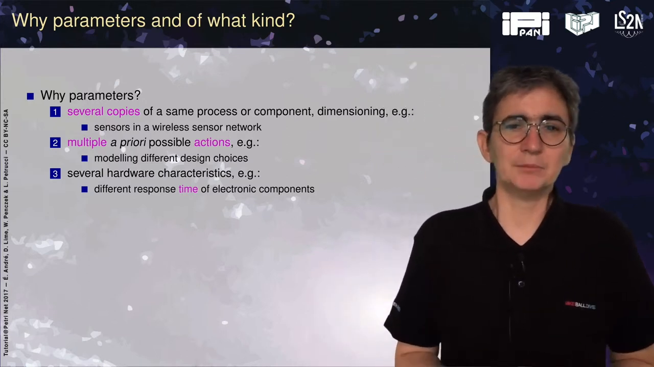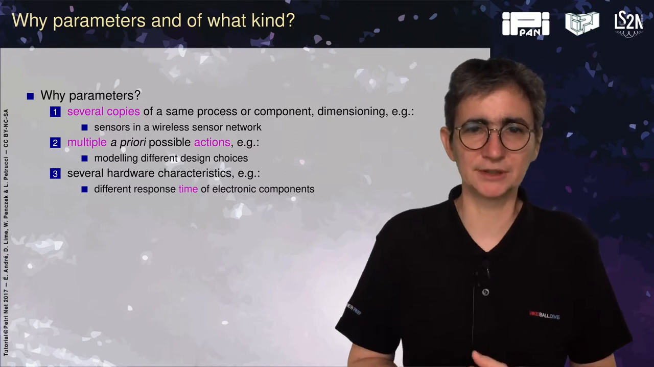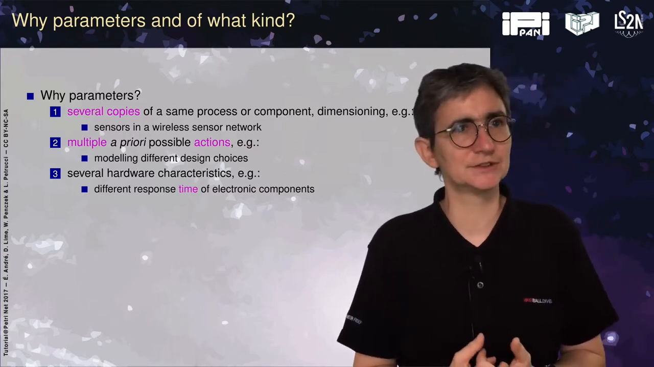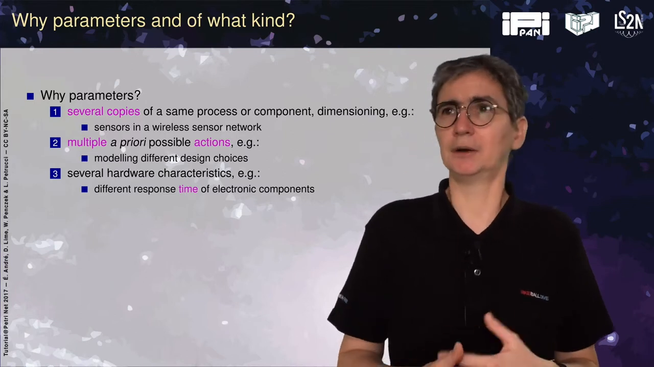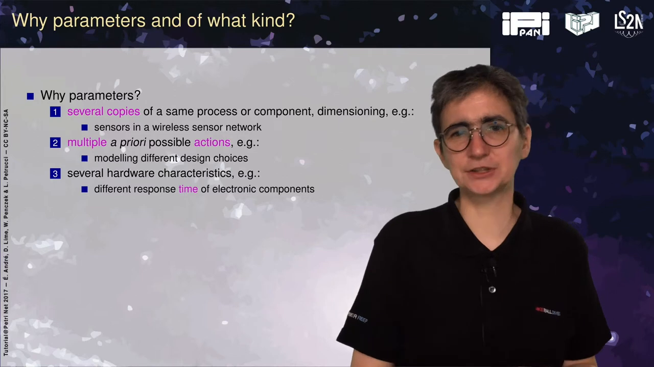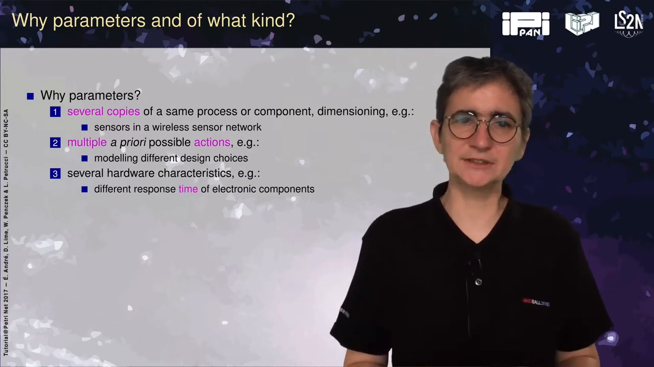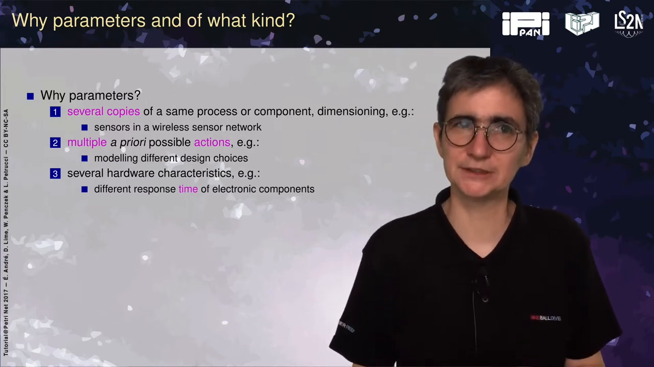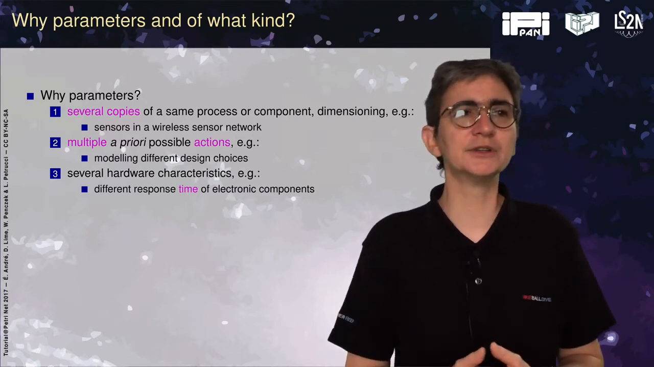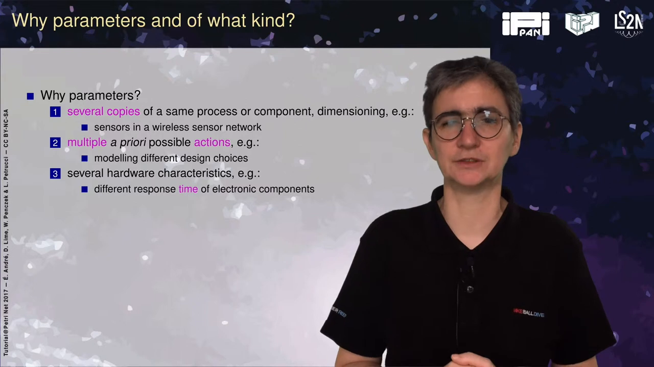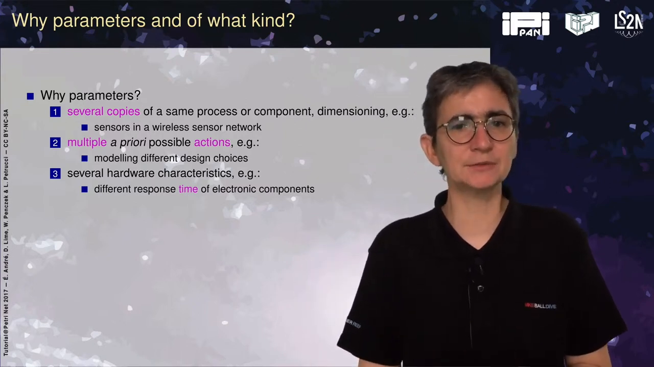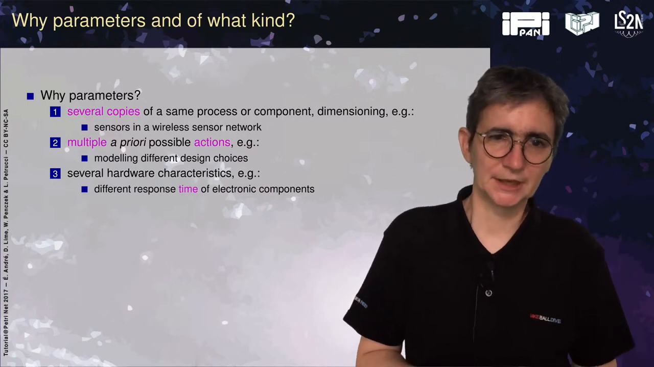You can have multiple a priori possible actions. So for example, you can model different design choices. Say, I don't know yet whether I could do this action or that one. And so I leave these two possibilities open for the moment. And then later on, I will define which one I'll choose. So in this case, the action will be a parameter.